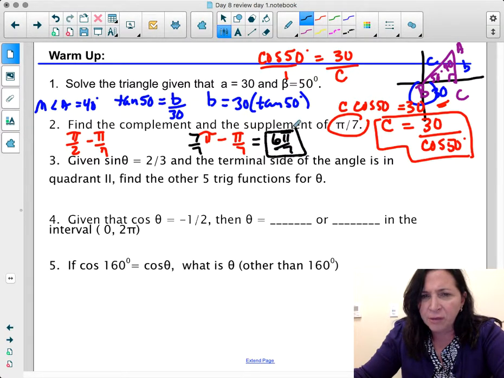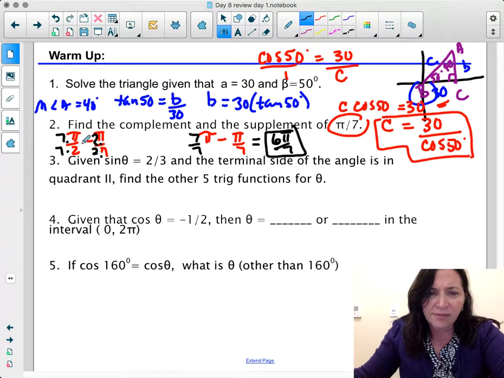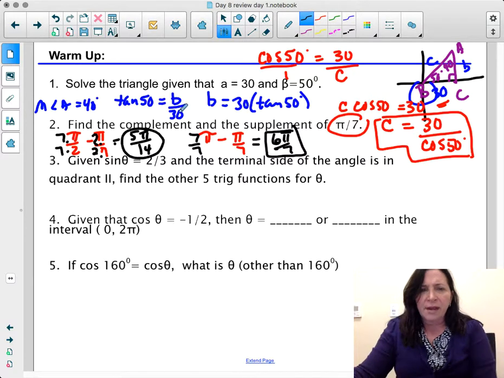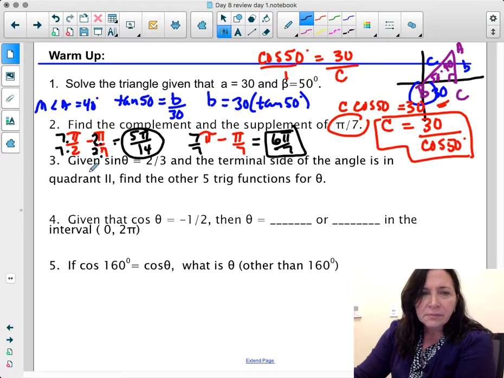So that's what that value is. And this one, I need to get a common denominator. All right, so I'm going to multiply by that. So I have 7 minus 2, which is 5 pi divided by 14. Okay, and that's my complement.